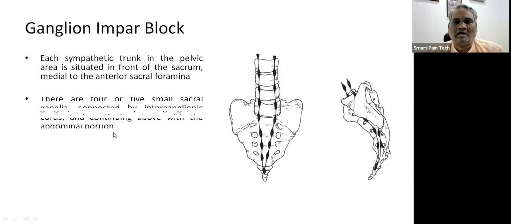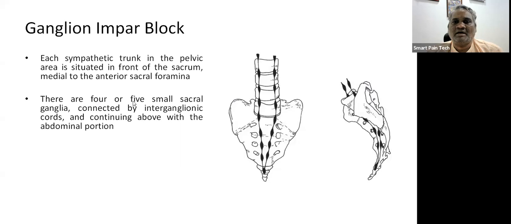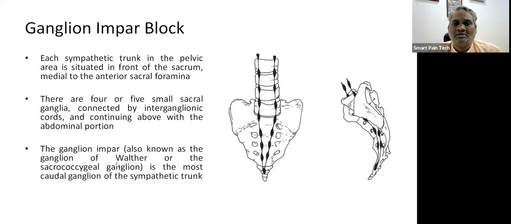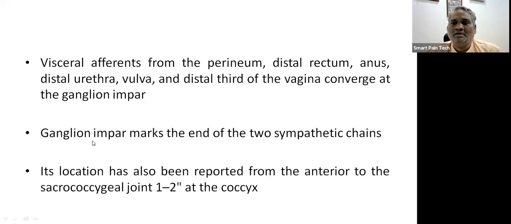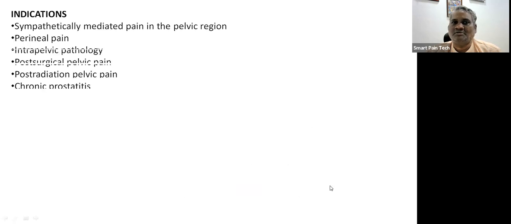Okay, so I already told you. These are the 4 or 5 small sacral ganglia, and they form it. It is also called the ganglion of Walther. It marks the end of the 2 sympathetic chains, and the location has been reported anterior to the sacrococcygeal joint, 1 to 2 inches at the coccyx.